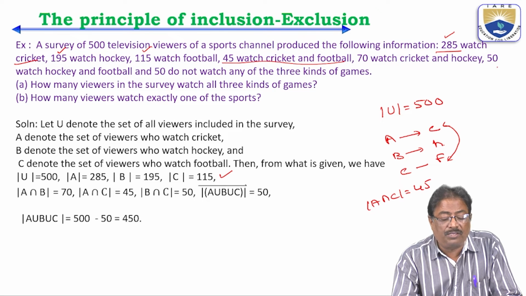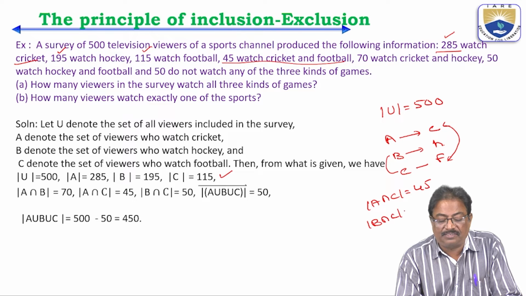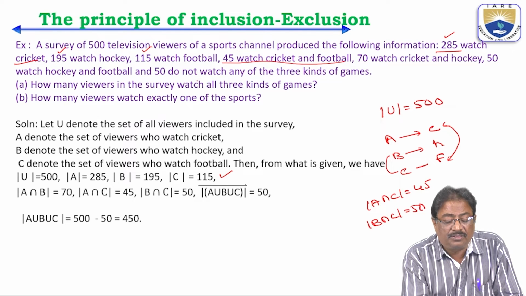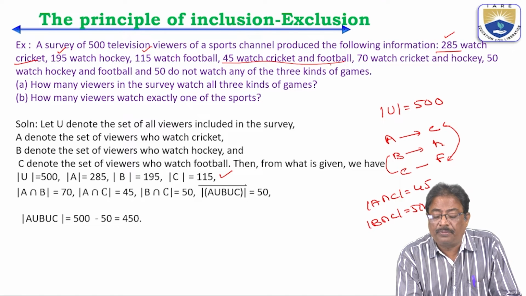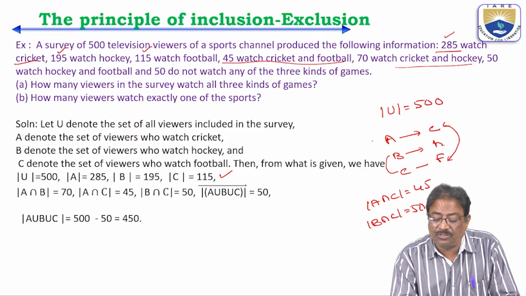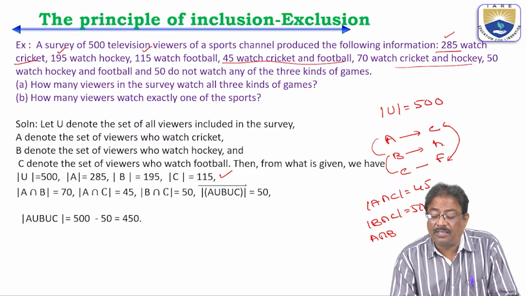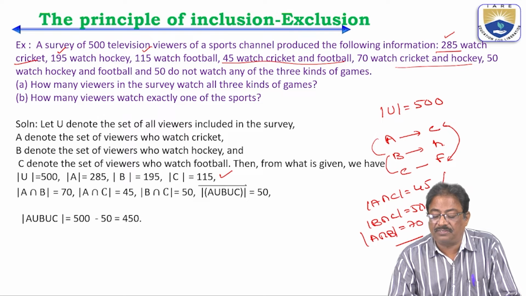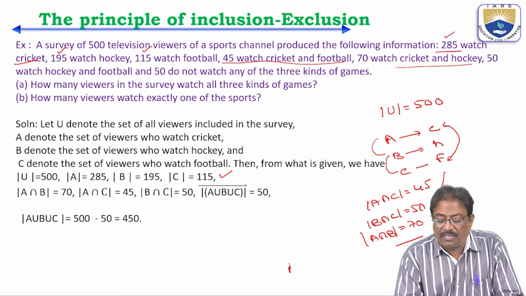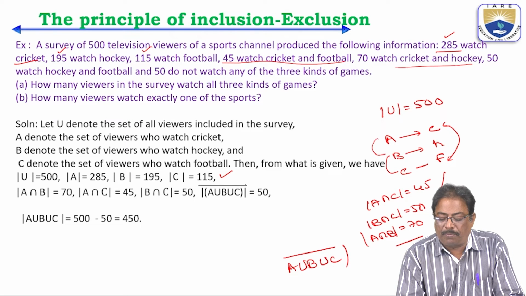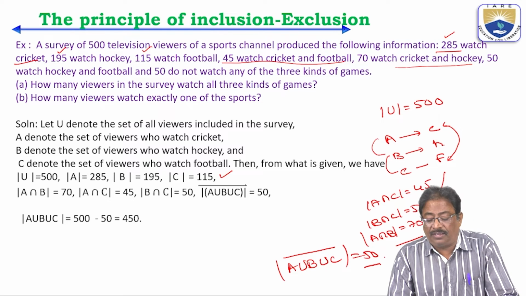And next 50 watch hockey and football. So it is nothing but B intersection C is equal to 50. And next, 70 watch cricket and hockey. So that is nothing but A intersection B is equal to 70, which is given in the problem itself. And see here, 50 do not watch any of the three kinds, so the complement of A union B union C is equal to 50. It's mentioned like this.